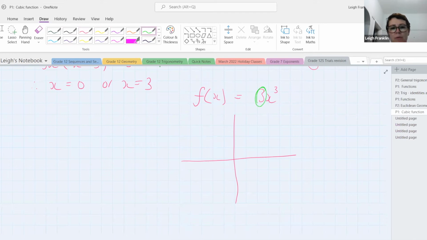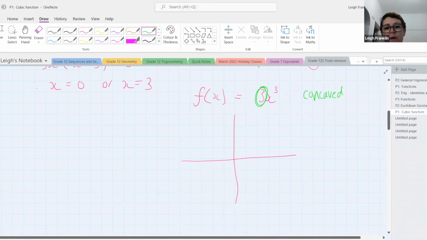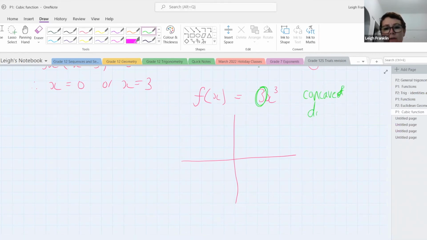So because this number over here is a positive number, other way around, Cassandra. Okay, so when the number in front of the x cubed is a positive number, then the graph is first concave down, and then concave up. Concave down is like this, and concave up is like that. So that will be the number in front of the x cubed. If it's a positive number, this graph will be that shaped.